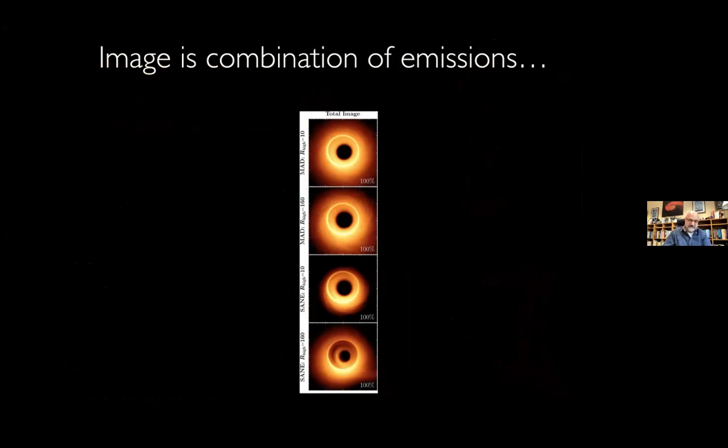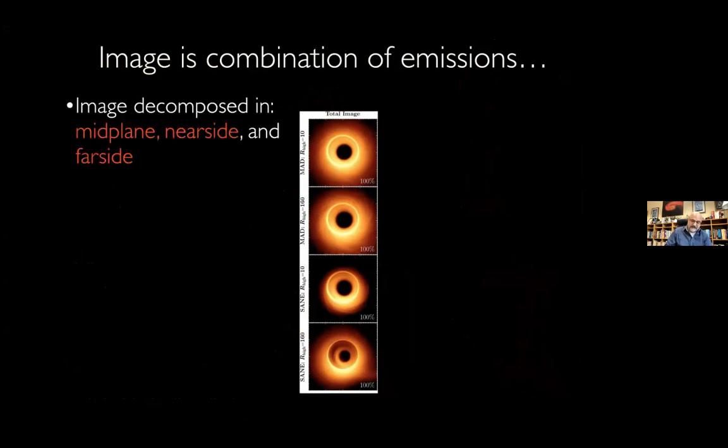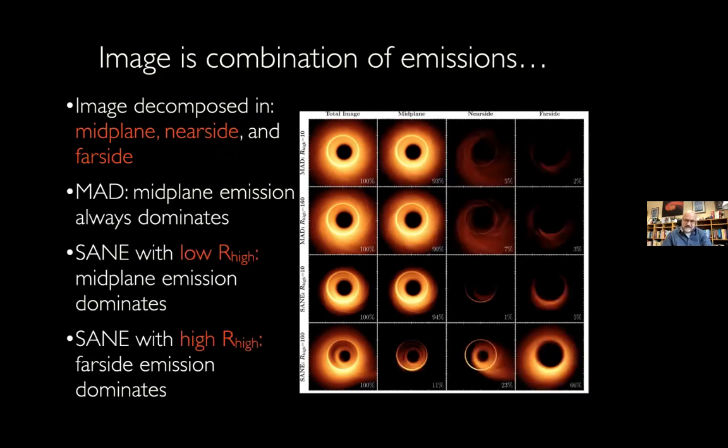Because these are images I built theoretically, I can split them into 3 parts. I can split them into the midplane, so roughly the disk. I can put them into the jet near me, or the jet which is moving away from me. You may think, how can I possibly get light from the jet moving away? Don't forget, this is a curved space-time. You can get light from there. And here these are different rows, different models with MAD and SANE, small R high, large R high.